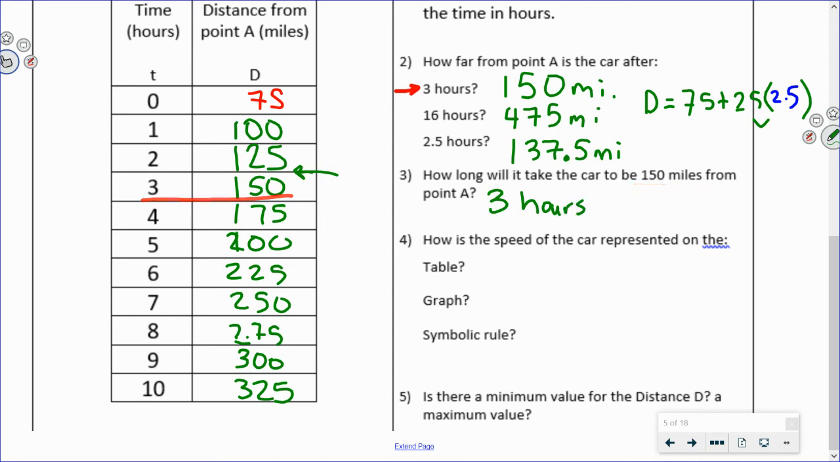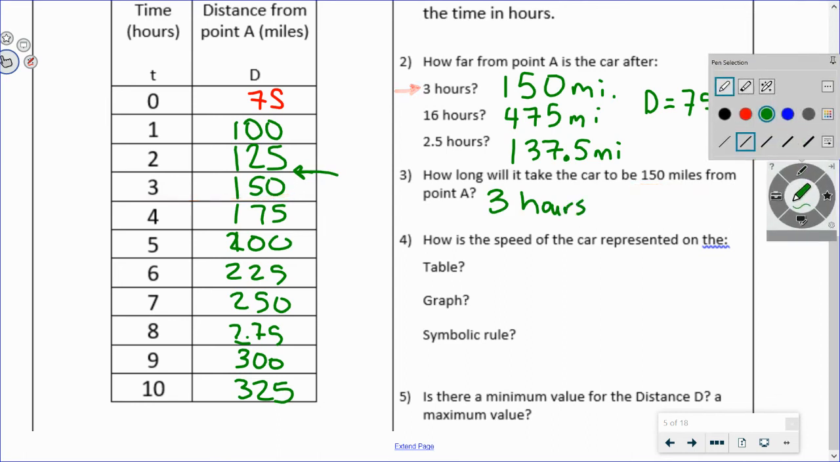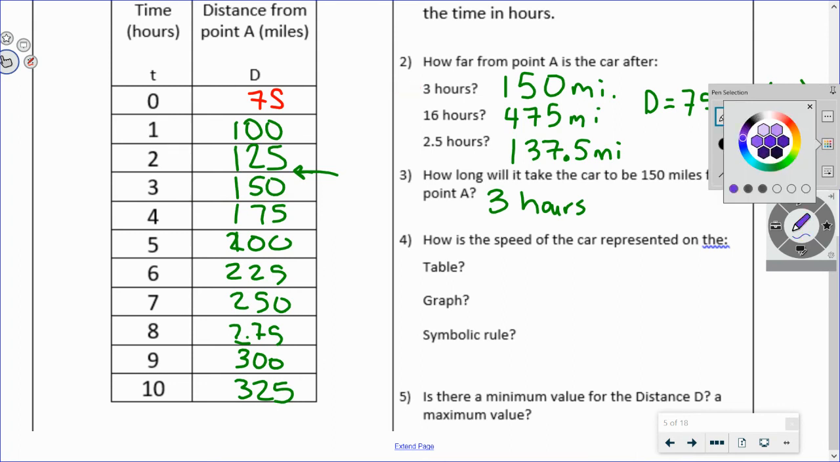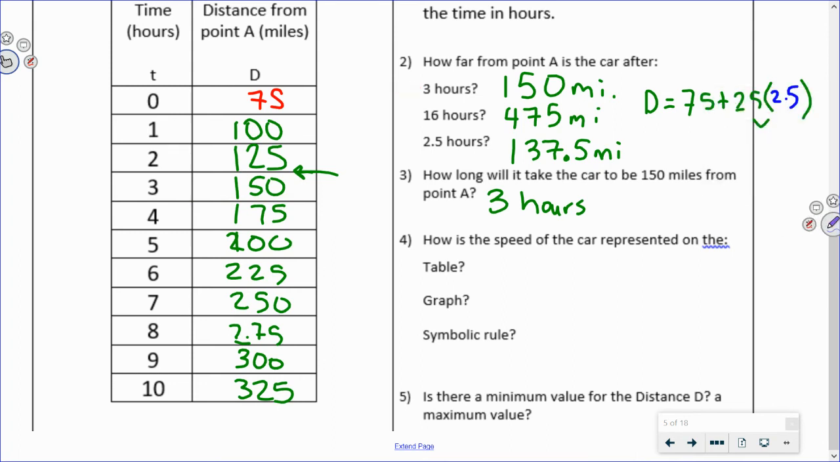Okay, so how is it shown in table form? Let me get to my color wheel here. I believe I used purple the last time. So how do we see on the table what his speed is? Well, it appears that he goes up 25 miles for every 1 hour. There's another 25 miles for another hour, and it would continue on and on. D increases 25 as t, time, passes or goes on or increases 1.